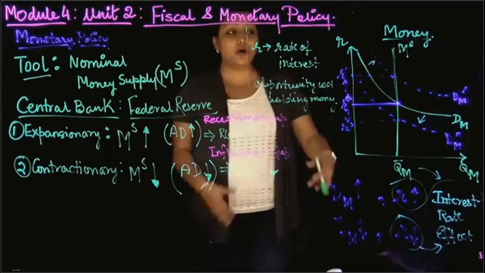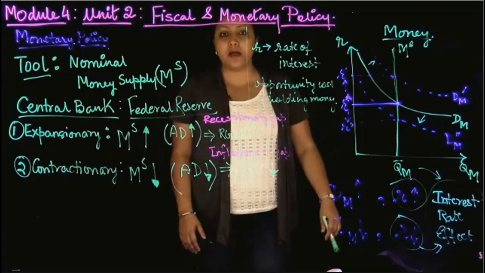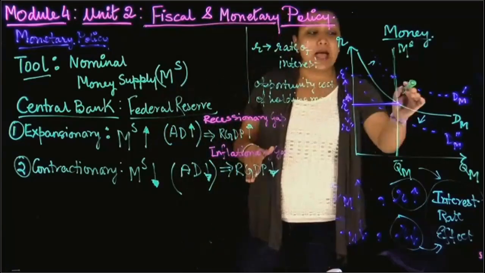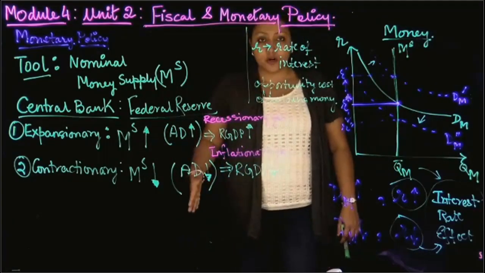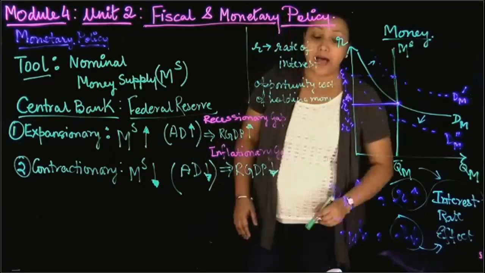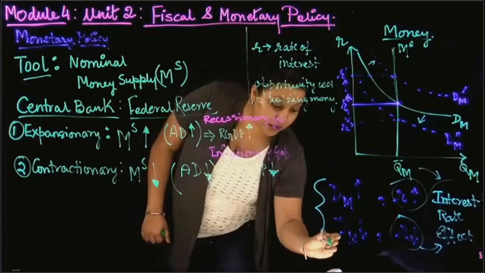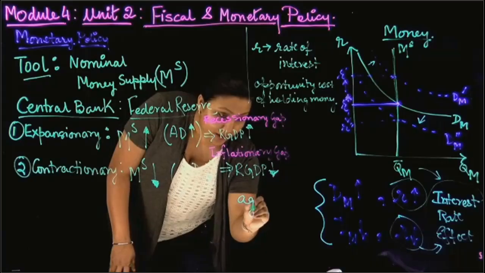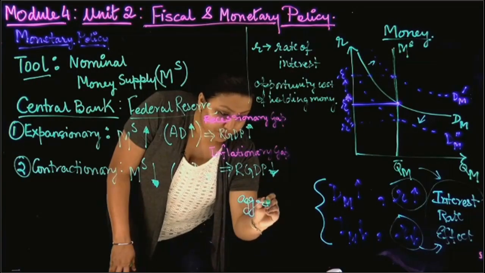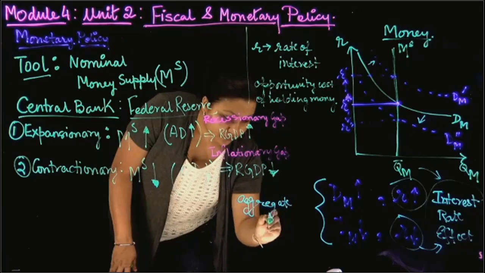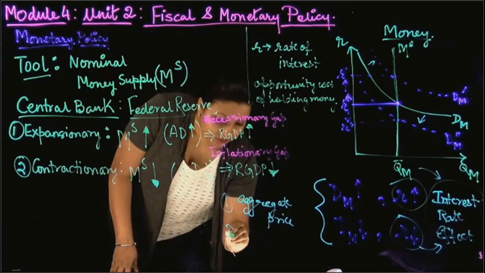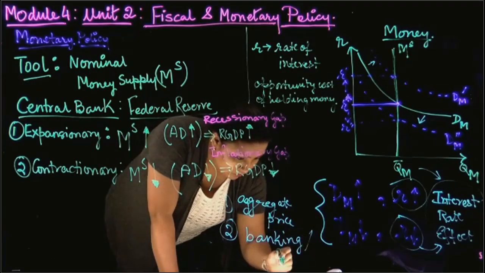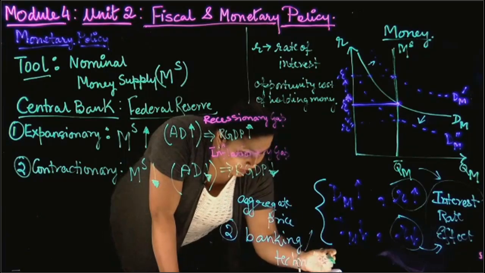I'm just talking to you about the money market, and I'm talking to you about the demand for money. We haven't touched the supply of money yet, but I just want to tell you that anything that happens to the demand for money is not monetary policy. Okay, now what are the factors that can affect this demand for money? Now the demand for money can get affected by factors like aggregate price level in the economy, and it can get affected by banking institutions and technological development in the economy.